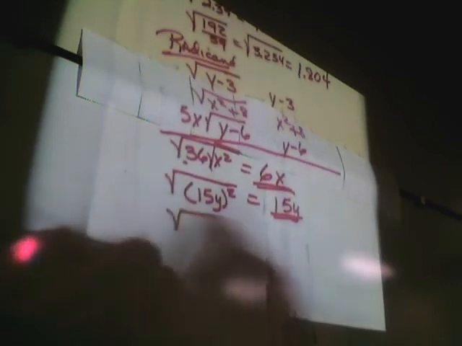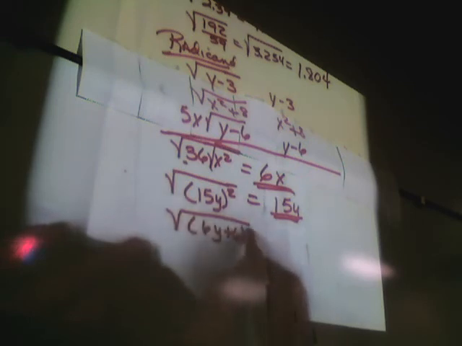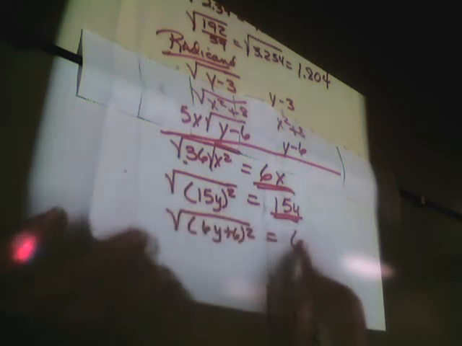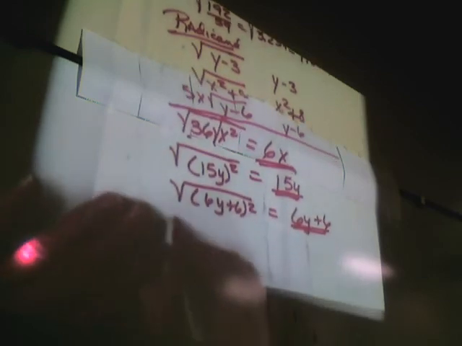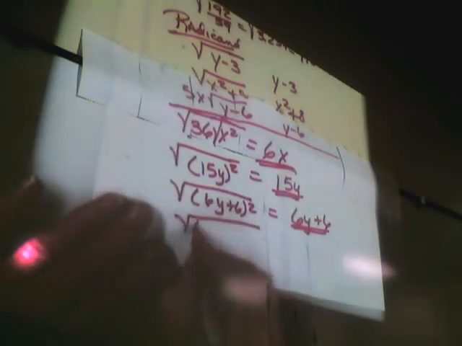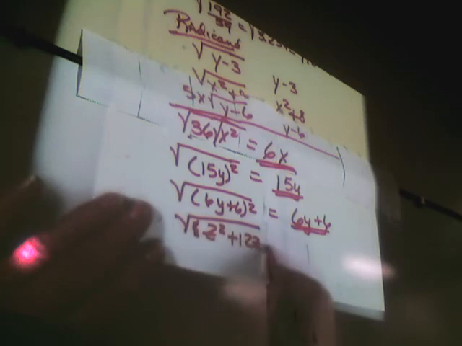How about this one? 6y plus 6 squared. 6y plus 6. And this one, oh, it's no parentheses. Z squared plus 12z plus 36.